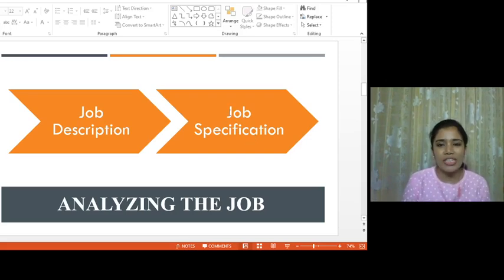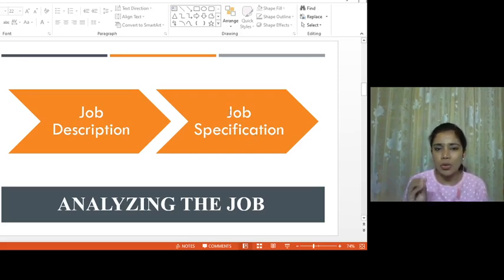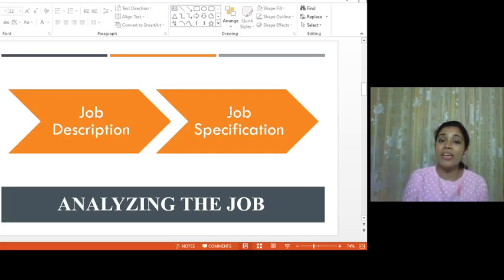Job specification is what qualities you have to possess when you apply for the job. Every job may demand some qualities from the applicants. So what are the specific qualities that the employer is looking for while a post is being called for? That is job specification. What should be your eligibility criteria and qualifications while you apply for the job? These two aspects come under job analysis. So you should be able to understand the job and what the job demands from you before you go for an interview.